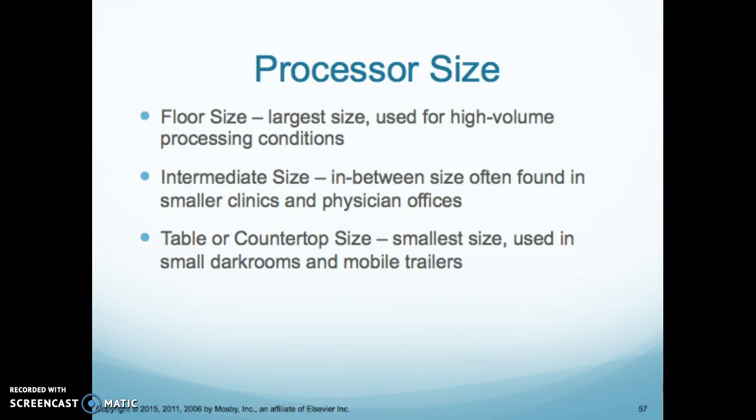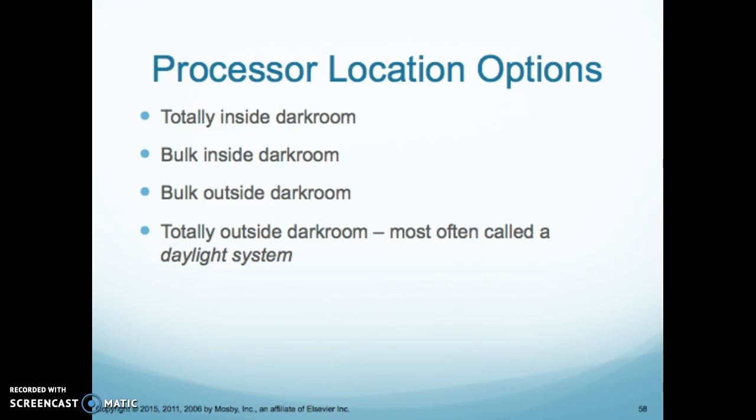combinations. So processor size, there's the floor size, they're the biggest, used for high volume processing conditions, like large hospitals. Intermediate, so in between size, found in smaller clinics and physician's offices, and then there's the table and countertop size, that's the smallest, it's used in small darkrooms like ours. So there's different processors depending on where they're located.